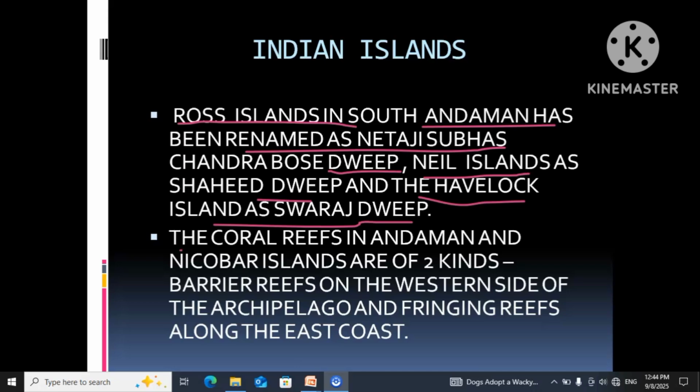Next, the coral reefs in the Andaman and Nicobar Islands are of two kinds. One is barrier reefs on the western side of the archipelago, and fringing reefs along the east coast of the archipelago. Now we will move to our next point.